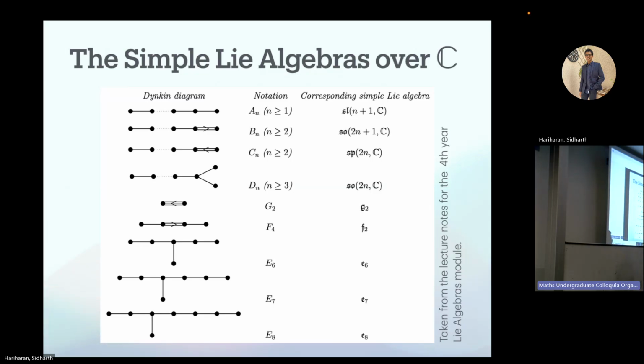I'm quite confused about how to find a single root system. Sorry? How to find a single root system. Okay.